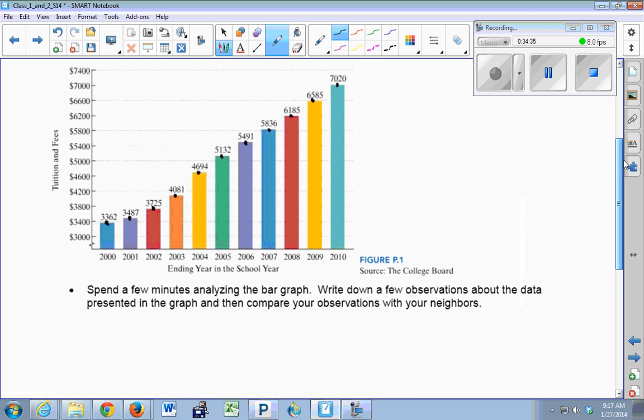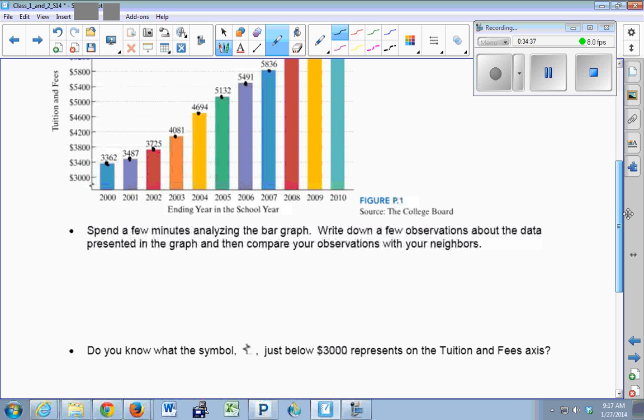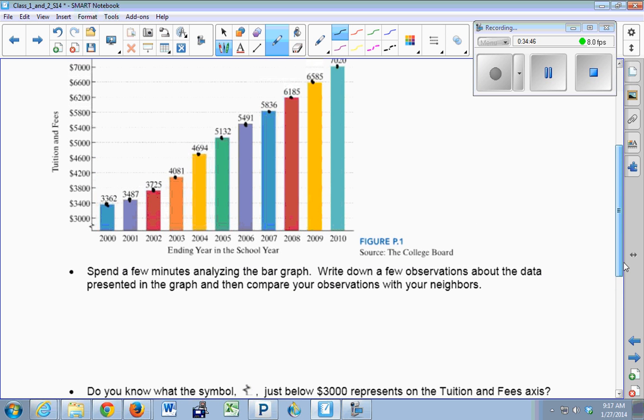So what observations did you come up with at your table? Anybody want to volunteer? Mason? It looks pretty linear. So what does that mean? It's going up at a constant rate. So it looks pretty linear is one comment.